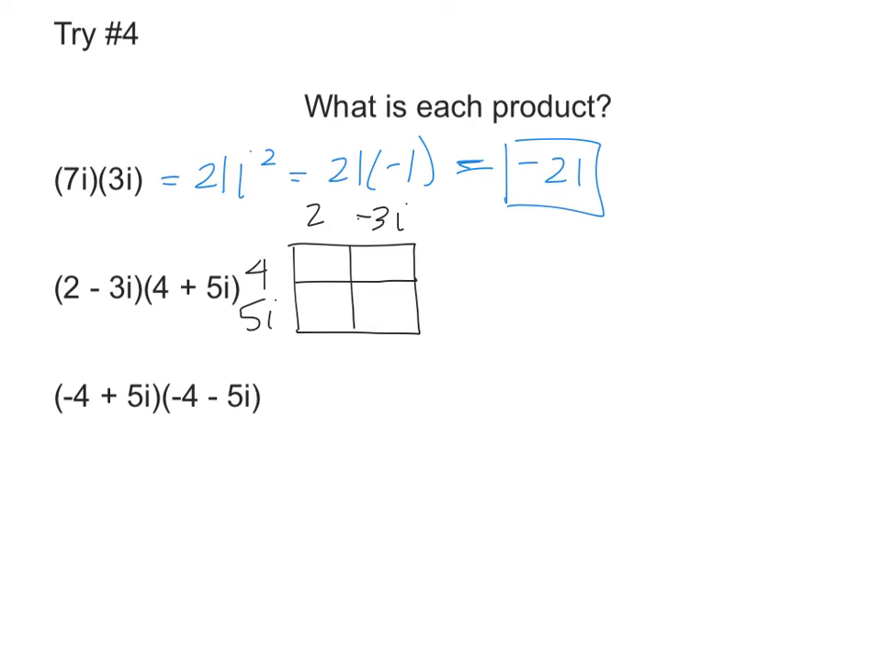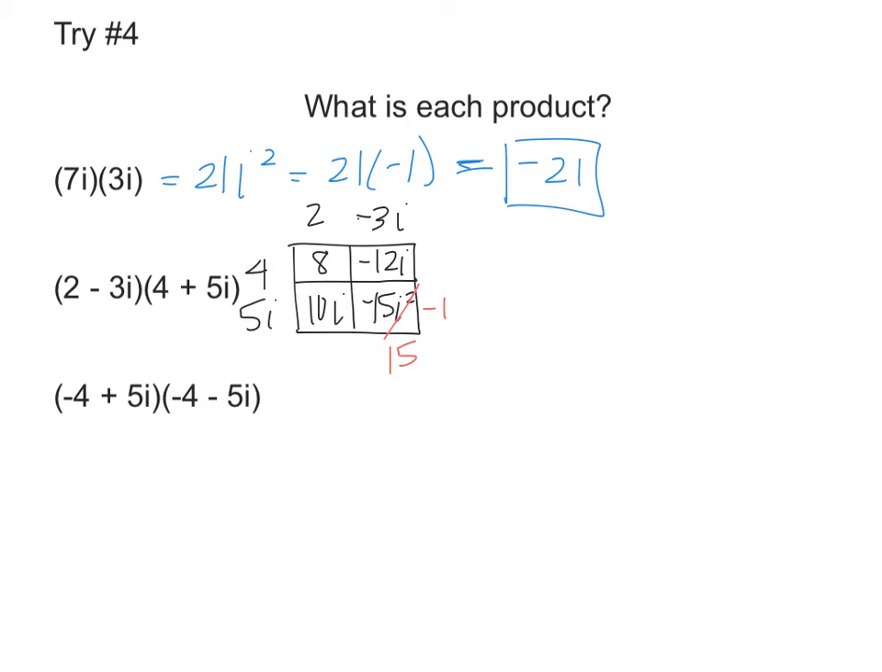If I multiply, this will give me 8. This is 10i. This is -12i. And the one below it is -15, but that's i squared. Now, again, remember, i squared is the same thing as -1. And negative 15 times negative 1 is positive 15.